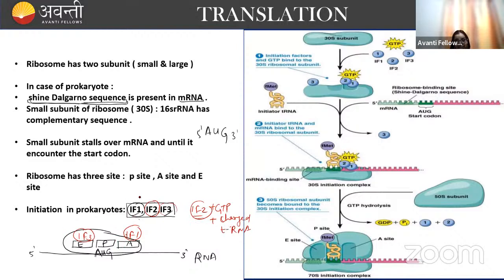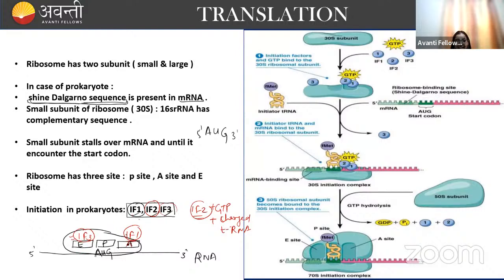Now let's discuss the function of these factors. IF3 will bind to the E site because it prevents the association of the larger subunit with the smaller subunit. When IF3 is bound to the E site, it does not allow the larger subunit of the ribosome to bind to the small subunit. So no complete ribosome will form until this IF3 is bound to the E site.